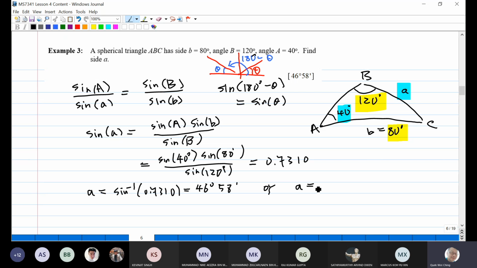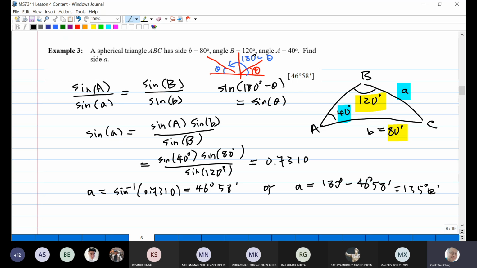Except that you have to take care that there are two possibilities for the sine rule: the other one is 180 degrees minus 46 degrees 58 minutes. Subtract this, and then you'll find that this is actually 135 degrees 2 minutes.